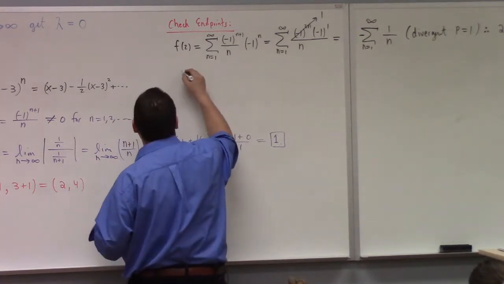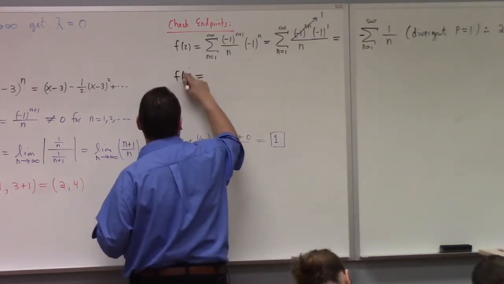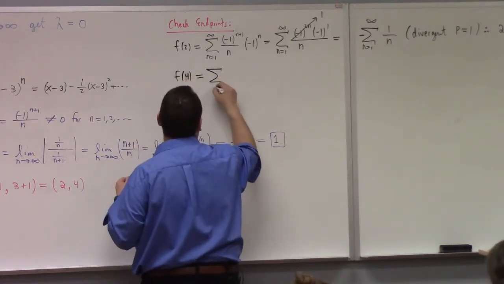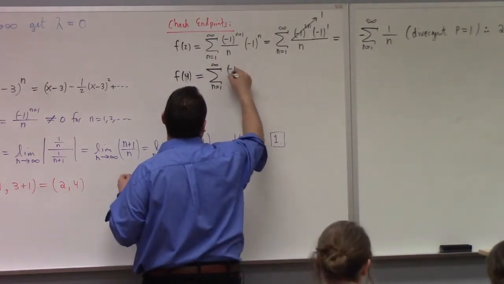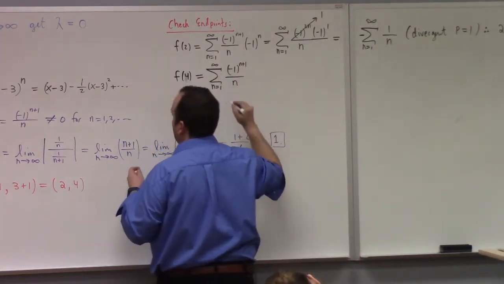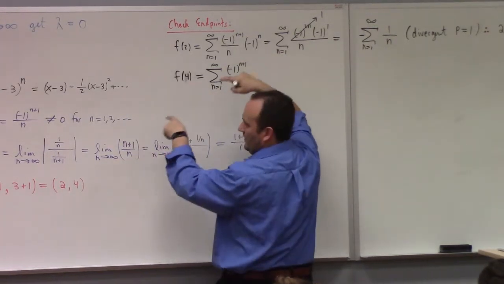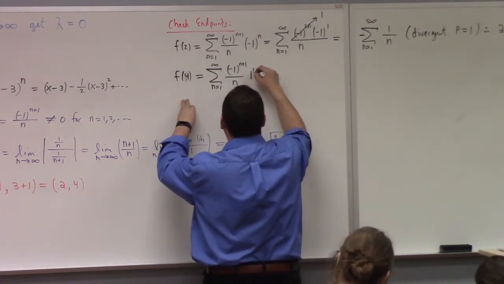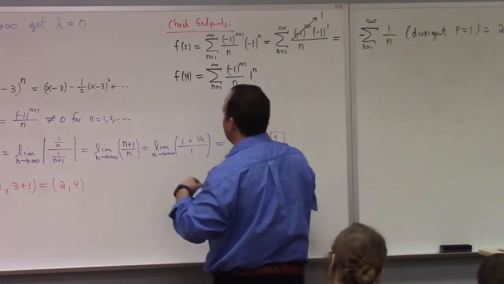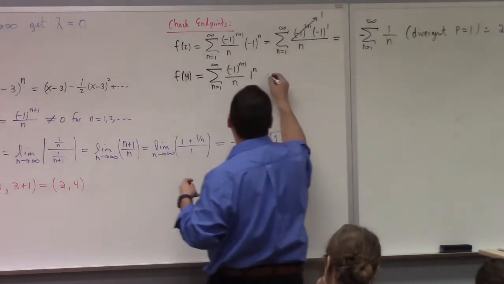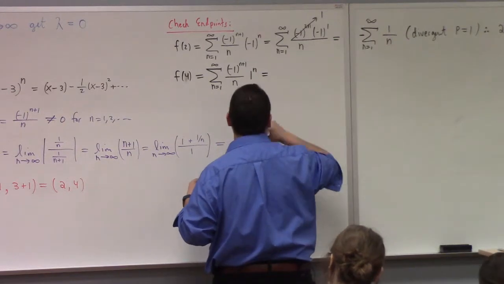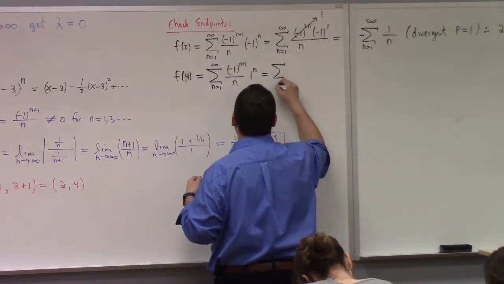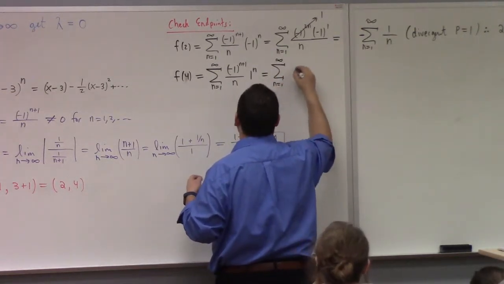There's another endpoint to check, though, f of 4. What's that equal to? Sum n equals 1 to infinity of minus 1 to the n plus 1 over n. And this time we plug in, we got 4. What's 4 minus 3? Yeah, so we got 1 to the n, also known as 1. All right. So what are you looking at here? Alternating series, yeah.